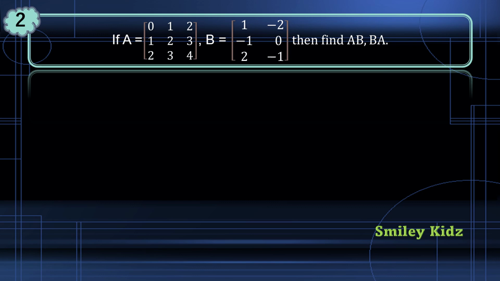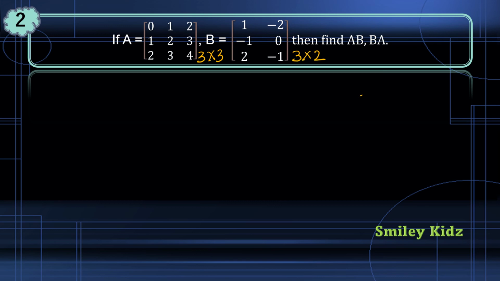Now if you look at this question, you're given two matrices A and B. You have to find AB and BA. Well, it seems to be an ordinary everyday question, but it is not. If you look at this matrix A, it is of the order 3 by 3. And matrix B is of the order 3 by 2.